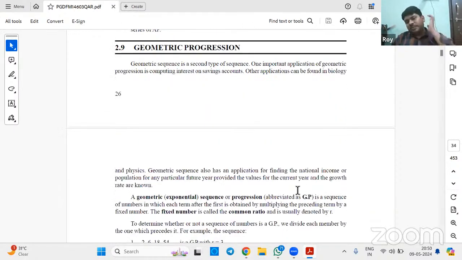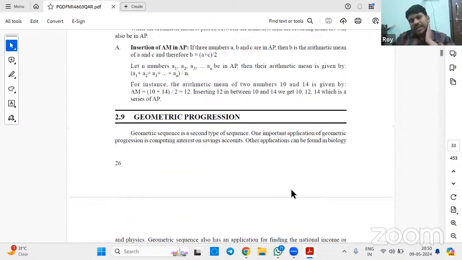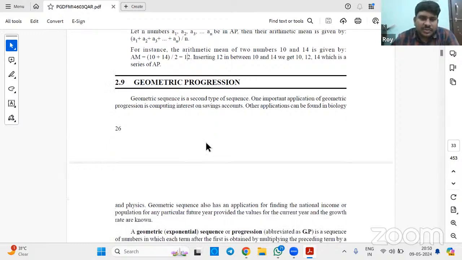What is GP? Geometric progression. Now, the geometric sequence is the second type of sequence. One application of geometric sequences is computing interest on savings accounts. Other applications are in biology and physics. A geometric sequence also has an application for finding the national income or population for any particular future year, provided with the values.